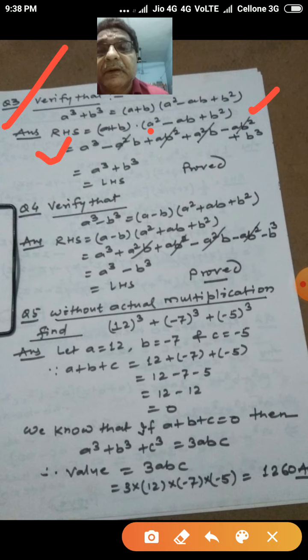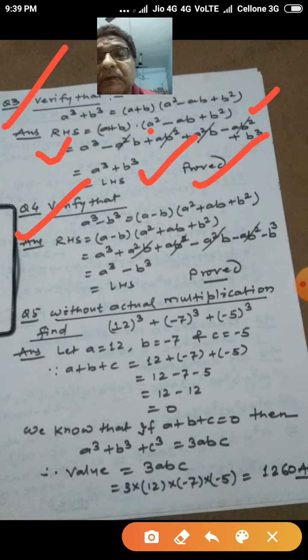First we will multiply by a, which results in a cube minus a square b plus ab square, and then we multiply the second bracket by plus b. This results in plus a square b minus ab square plus b cube. The terms with opposite signs cancel out, and the remaining part is a cube plus b cube, which is equal to LHS. So taking RHS, we have arrived at LHS, hence it is proved.